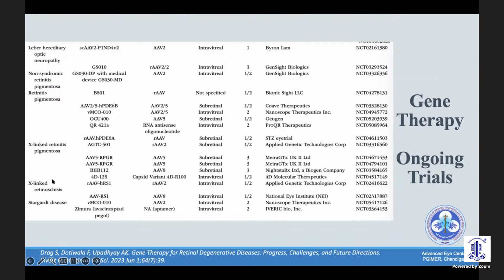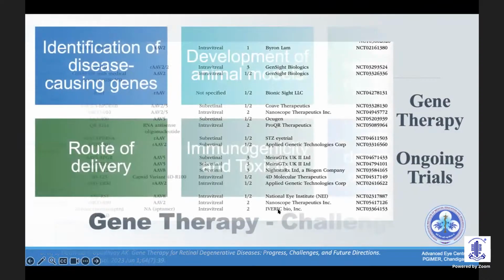Stargardt's disease, as Dr. Poorna was talking about, even Narayana Nethralaya is trying to indigenously develop a vector for Stargardt's disease, because we have a lot of burden of this disease. But because it's a large gene, it's a little difficult for gene therapy. But there are therapies being developed for Stargardt's disease as well.